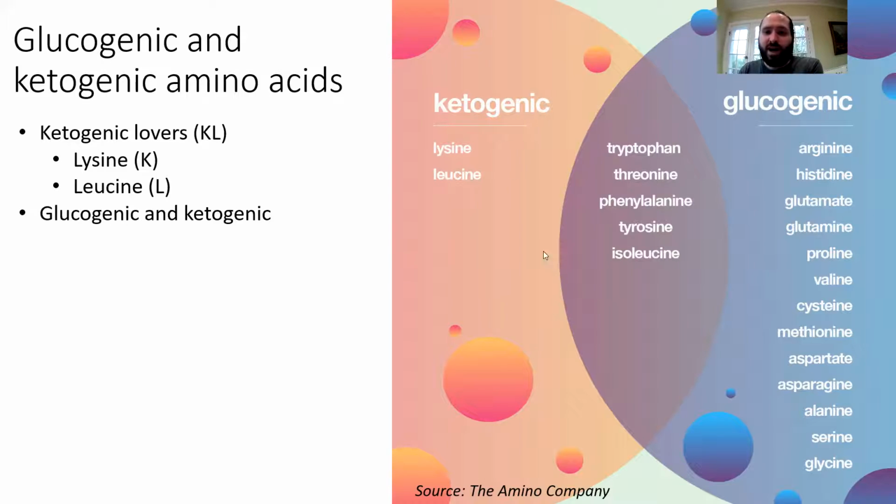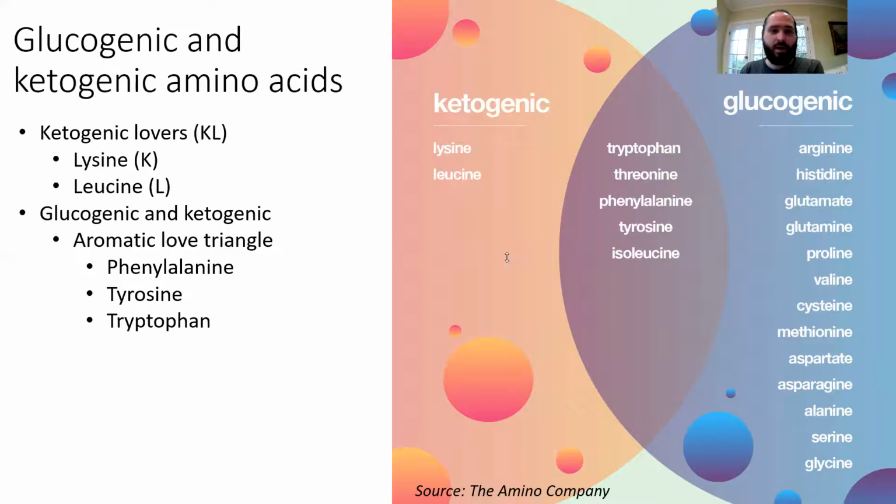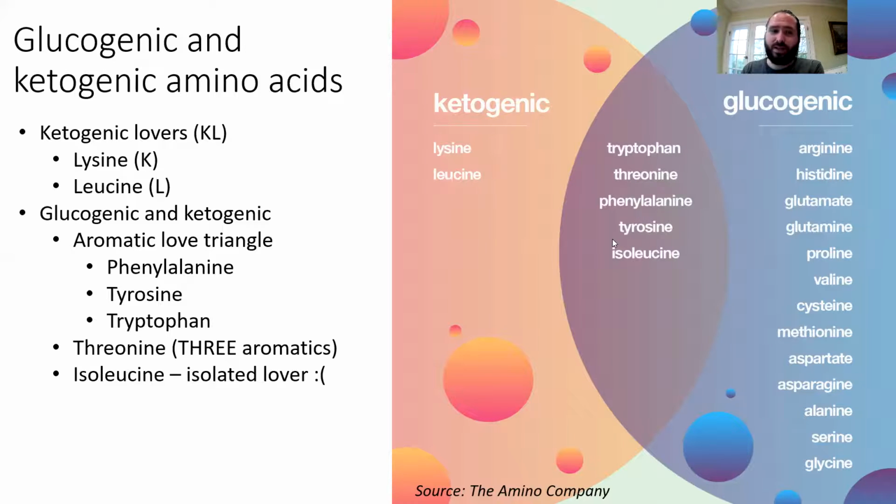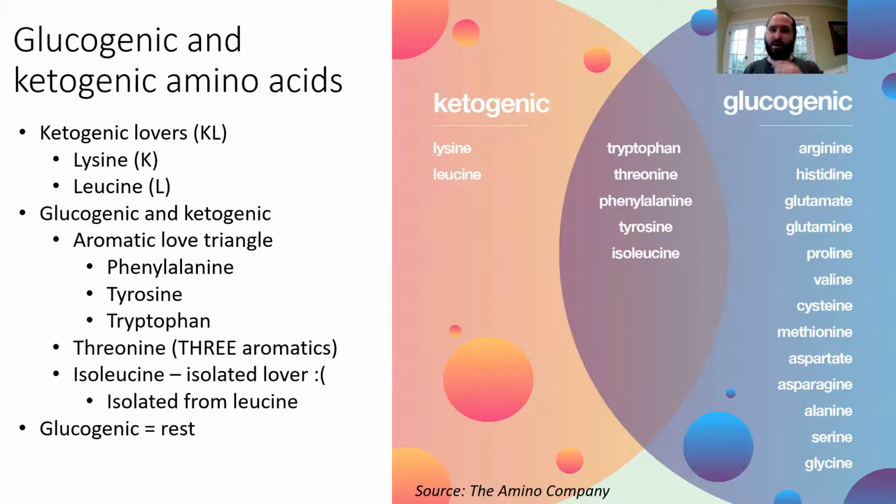And then the 5, the glucogenic and ketogenic ones that can go both ways. We have the aromatic love triangle of tryptophan, phenylalanine, and tyrosine. And then because there's 3 of them, we have threonine, 3 aromatics. And then the last one is isoleucine. Isoleucine is isolated from leucine. It is the isolated lover. It doesn't fit with anybody here. It misses its buddy leucine over here. So that's how my mnemonic goes for the ketogenic and glucogenic amino acids, and the rest will be glucogenic. So then you don't have to memorize the 13. Any questions here?